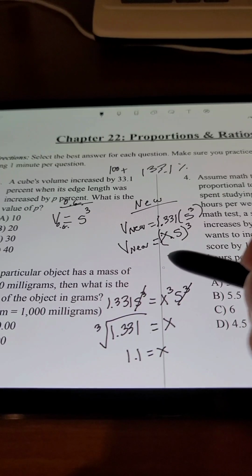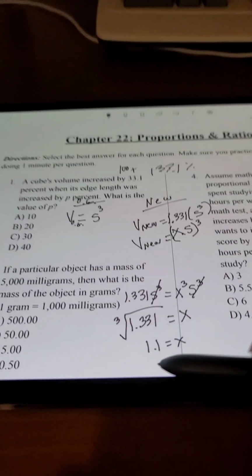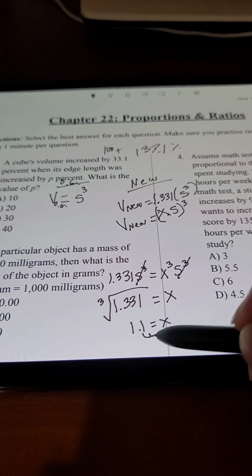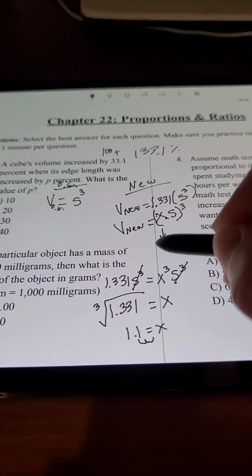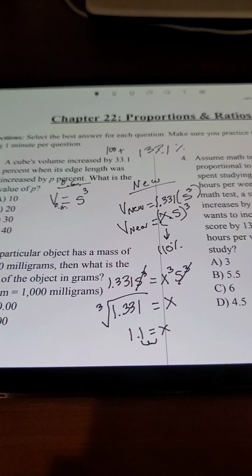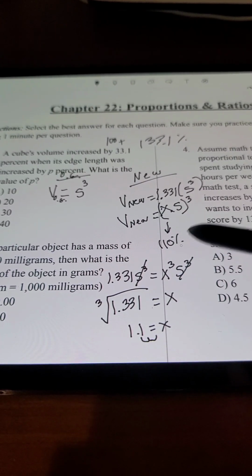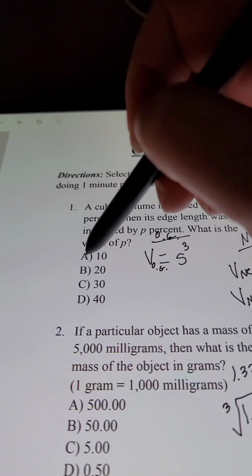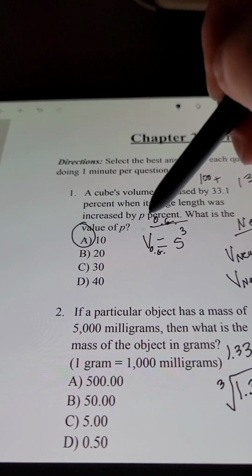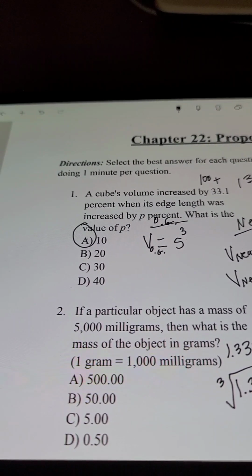Well, what is 1.1 as a percent? 1.1, if I move the decimal over 2 to the right, I'm going to have that this is really 110% of the original side length, meaning I have 100% of the side length and I increase it by 10%. So it would just be 10 is the value p, that's the percent it's increasing by.